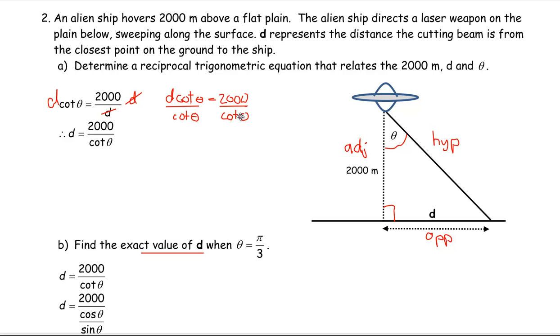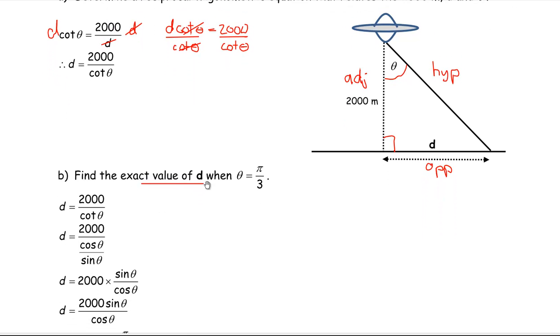And that's a theta. So those divide out, and that's where we get d is 2,000 over cotan theta. So that's a relationship that relates d and the cotan of the angle. In b here, we're asked to find the exact value of d when the angle is pi over 3.